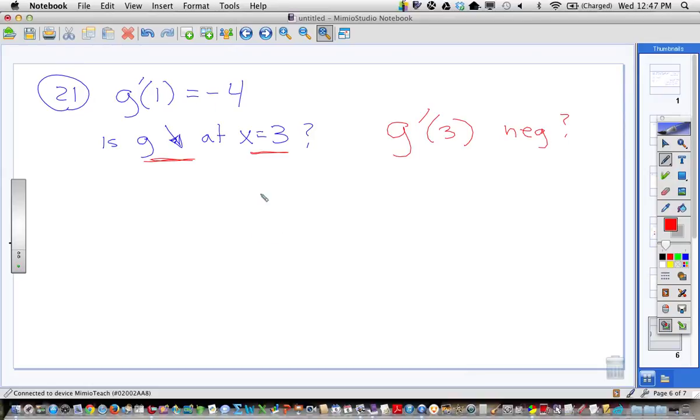So they told me a point on g prime. The best way to tell if g prime is negative, I think, is look at a graph. They told me g prime of 1, and they told me it was negative 4. So I'm way down here. What I need to know is if the g prime graph at 3 is down here or if it's up here, right? If it's down here, then I will know it's negative and I will know this is decreasing. So what is this question really? What is this question using?